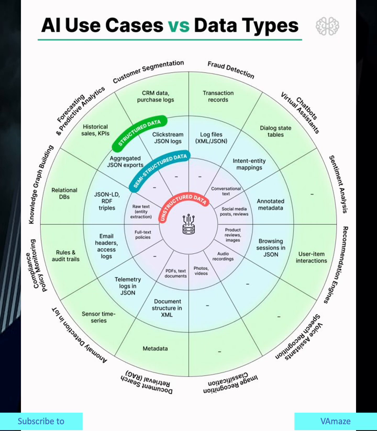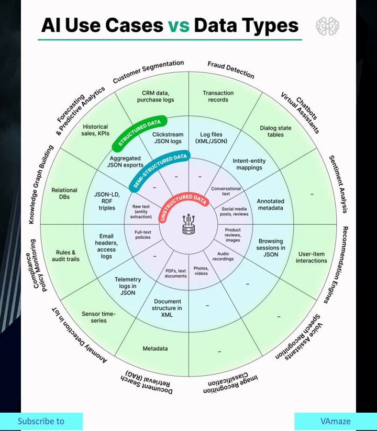The outer ring: AI use cases in the wild. Customer intelligence, the behavioral goldmine. Customer segmentation and fraud detection dominate significant portions of the outer ring, reflecting their maturity and proven ROI in enterprise environments. These use cases have succeeded because they align perfectly with the types of data businesses naturally collect: transaction records, behavioral logs, and demographic information.